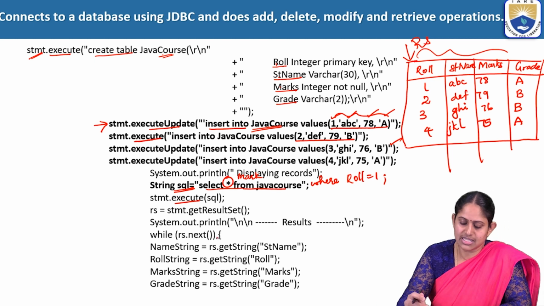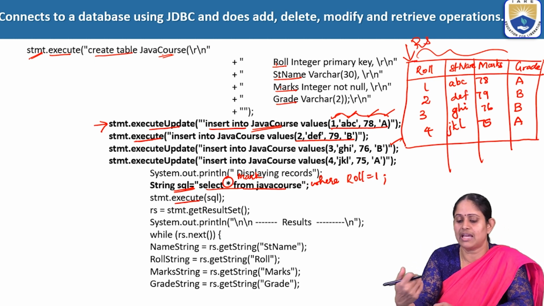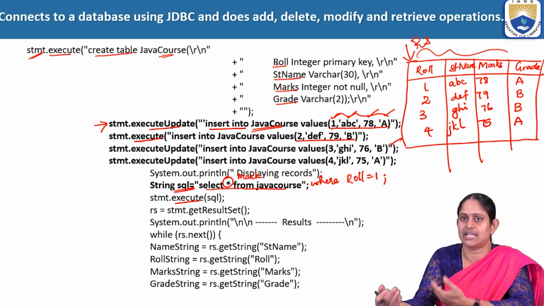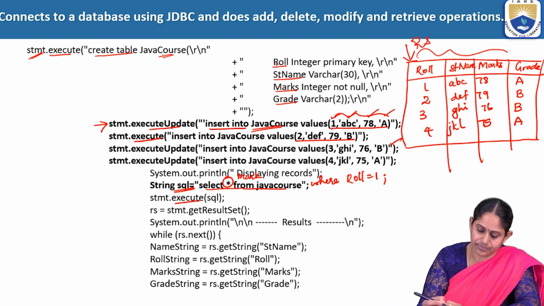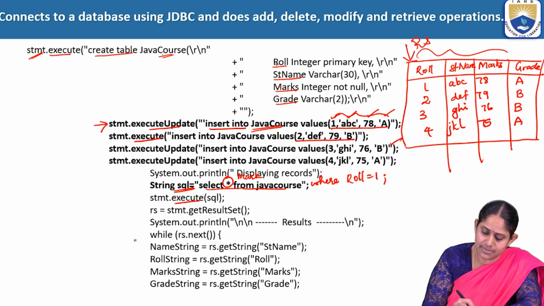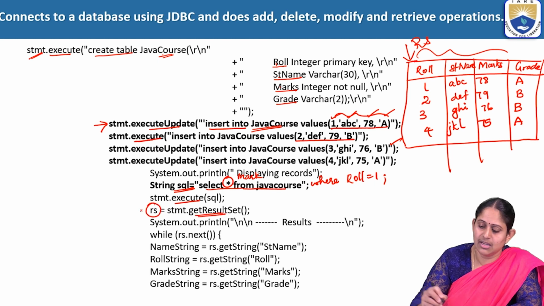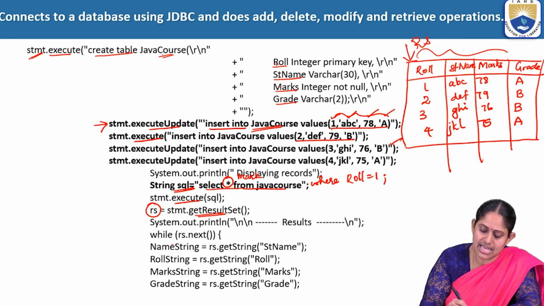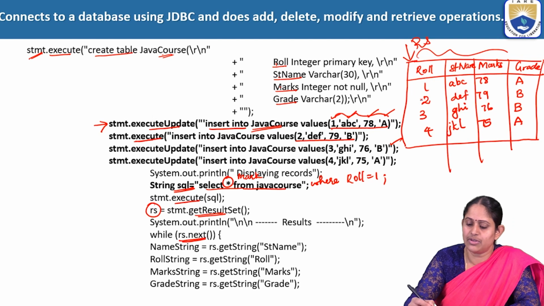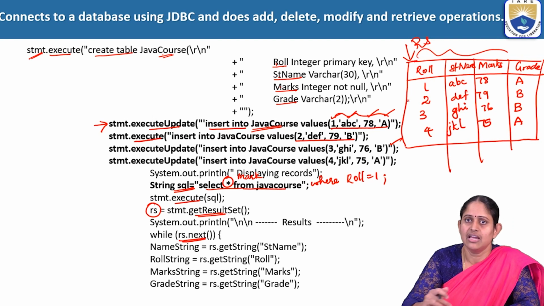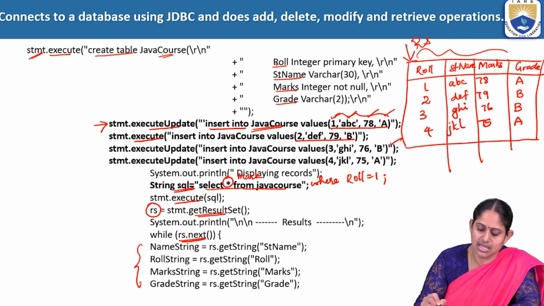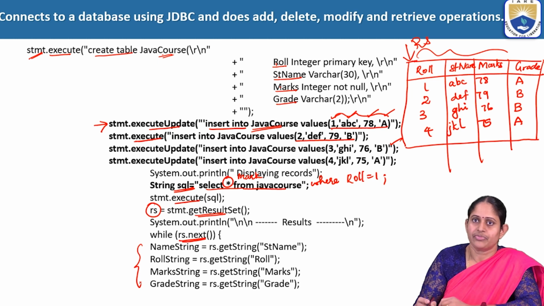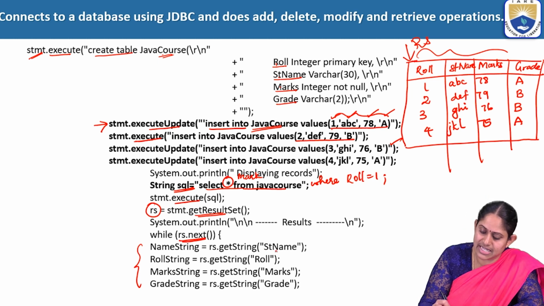Now from this result set, we have to extract each roll number, student's name, marks and grade and display it. So to do that, we are calling this getResultSet method so that we get this whole table stored onto the result set. And as long as there are values or contents in the result set, we will be performing this set of operations. So firstly we are retrieving the student's name.